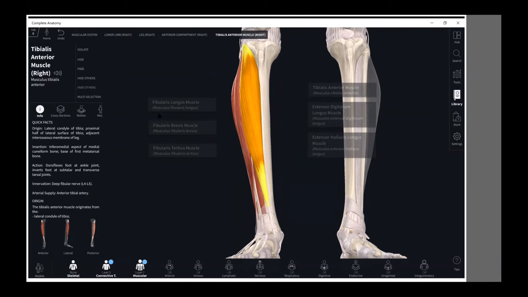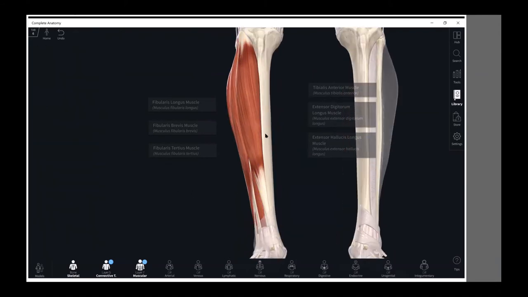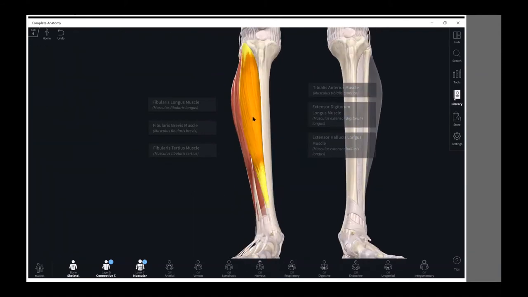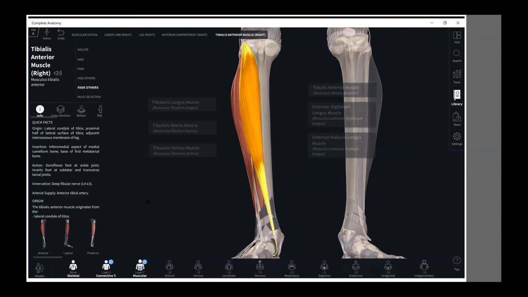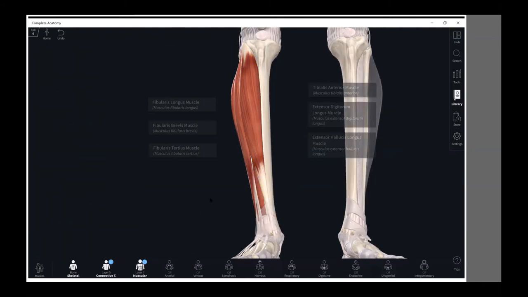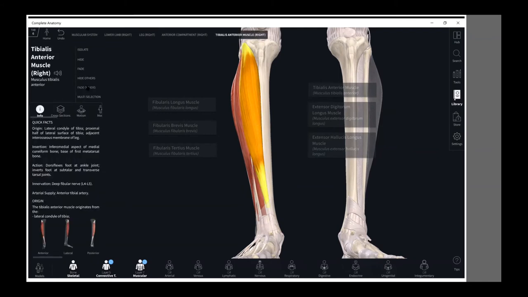Let's fade the others. So, oops. Try that again. Fade the others. Good. Not sure what's happening there. Try one more time. Fade the others.